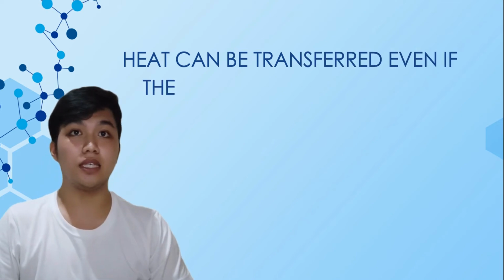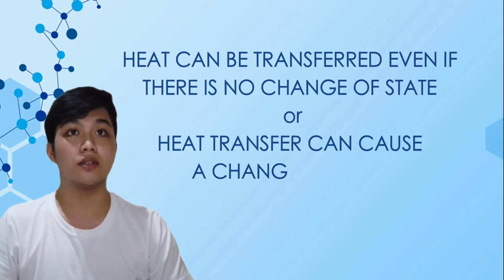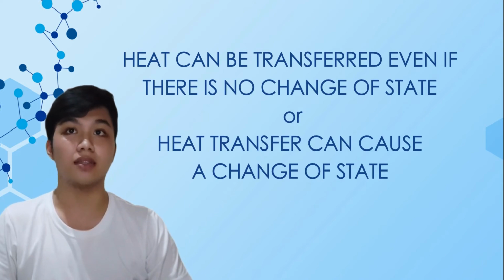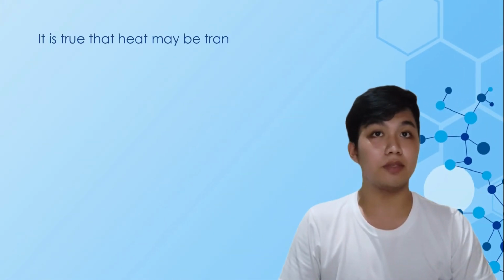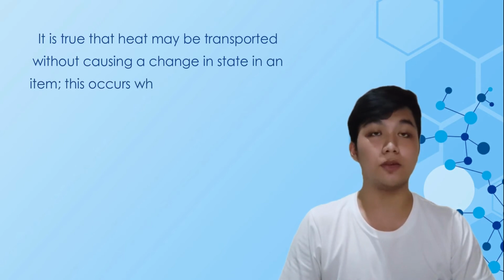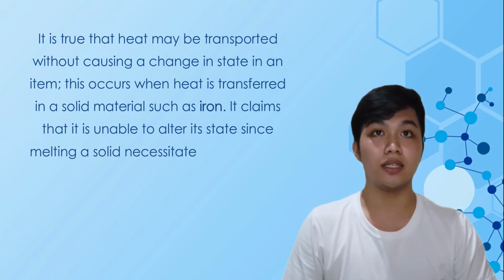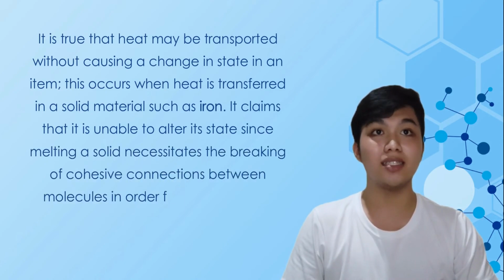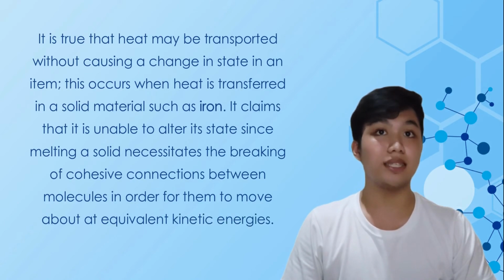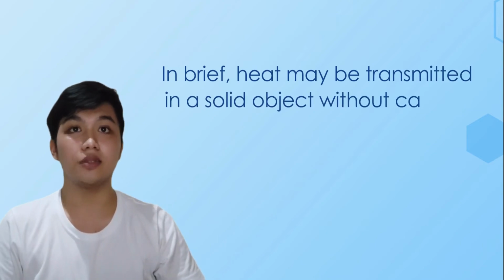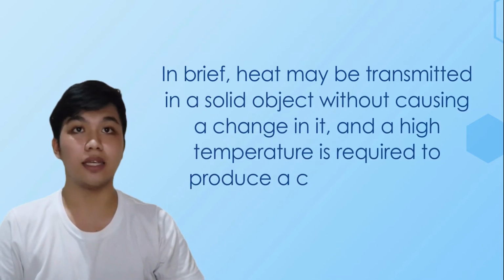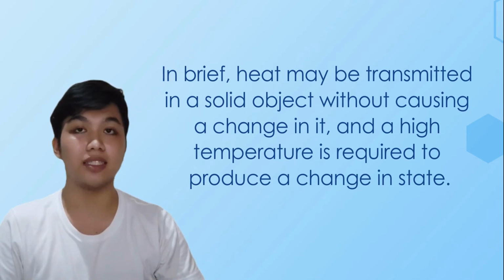Heat can be transferred even if there is no change of state, or heat transfer can cause a change of state. It is true that heat may be transported without causing a change of state of the object. This occurs when heat is transferred in a solid material such as iron. It is unable to alter its state since melting a solid necessitates the breaking of cohesive connections between molecules in order for them to move about at equivalent kinetic energies. In brief, heat may be transmitted in a solid object without causing a change in it, and a high temperature is required to produce a change in state.